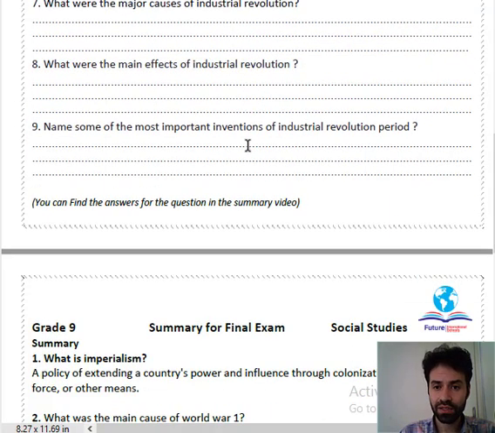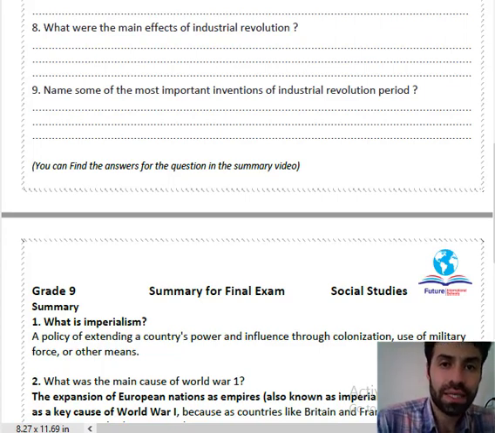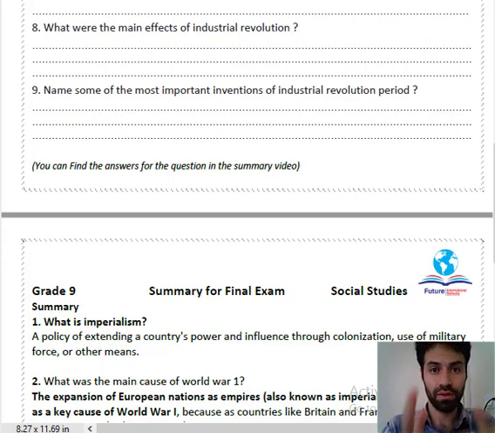Question number 8. What were the main effects of the Industrial Revolution? As a result of the Industrial Revolution, what happened in the society? The production of goods and the efficiency increased. They could produce goods in a more efficient way. As a result, we had a lot of goods, so the prices lowered. We had a lot of cars, a lot of machines, a lot of TVs produced. It improved wages, the salaries that people were getting. And also migration from rural areas to the urban areas, from villages to cities, happened because of this revolution.